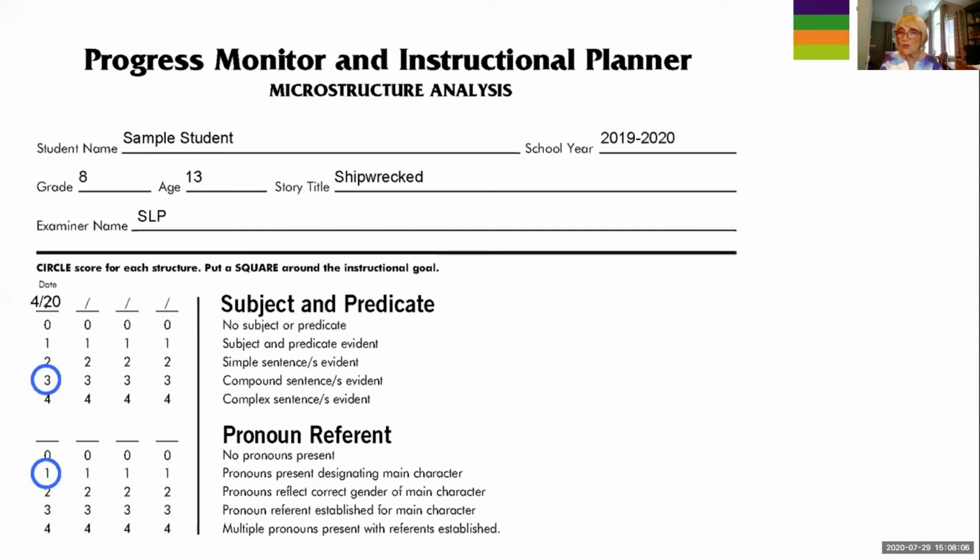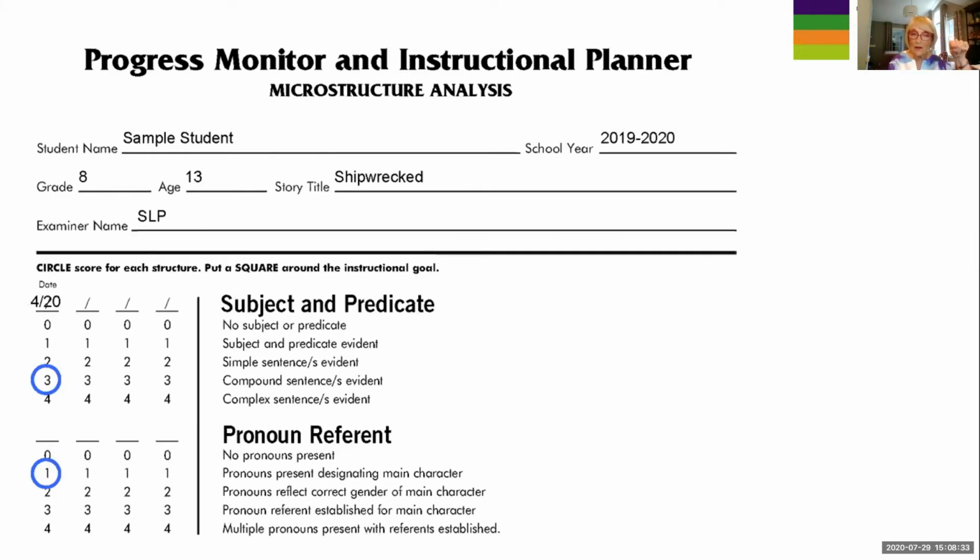So the microstructure is looking at the sentences that he's using, because when we're looking at a child, we want to think not just about the organizational structure, but how the child got there. And they get there by formulating pretty good sentences with cohesive ties in them. So in here, he had compound sentences.